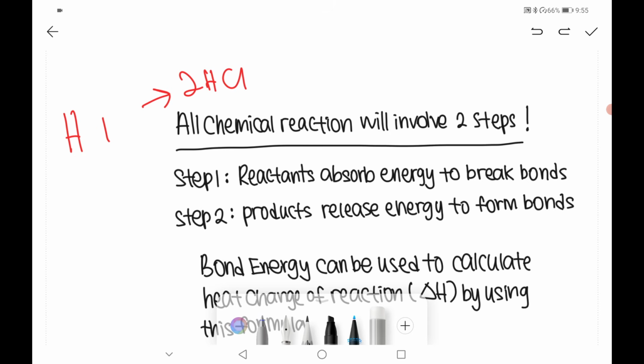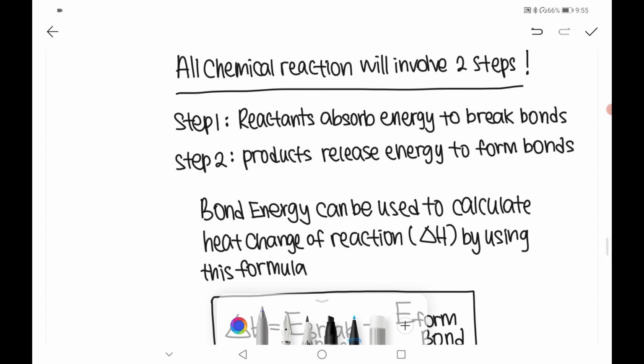The reactants, the raw materials, will break the bond. How do they break the bond? They need to absorb energy. To produce the product, they need to form new bonds. When they form the bond, they will release energy. So that's what you need to know.